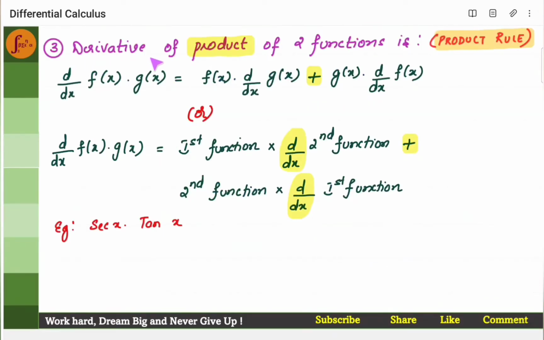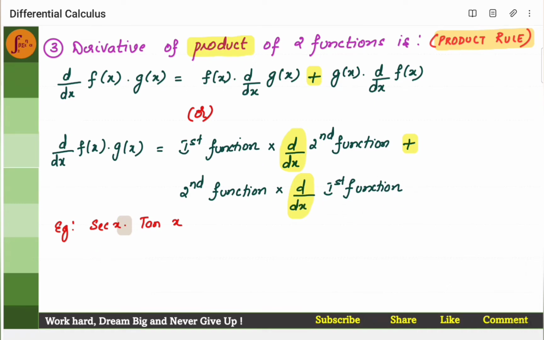Now let's take the third one. Third one is what will happen when there are functions with multiplication. That is like this, f of x into g of x. Say for example, secant x into tan x. How do you find the derivative of secant x into tan x? So here you'll have to take first function into derivative of second function plus second function into derivative of first function. You can remember it like this or you can remember it like this. First function into derivative of second function plus second function into derivative of first function.